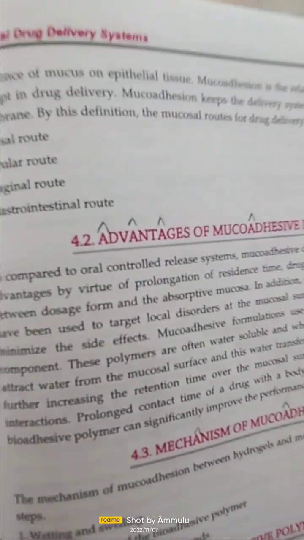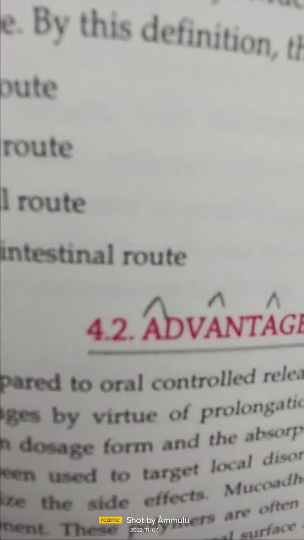And here is the mechanism of mucoadhesion. What is the mechanism of mucoadhesion? There are 3 steps to discuss in the mucoadhesion mechanism. Let us know that. Wetting and swelling, interpenetration of bioadhesive polymers, and formation of weak chemical bonds. These are the mechanisms of mucoadhesion.